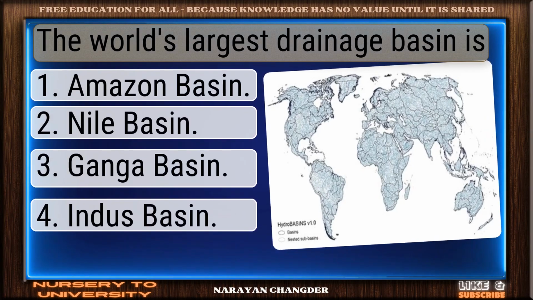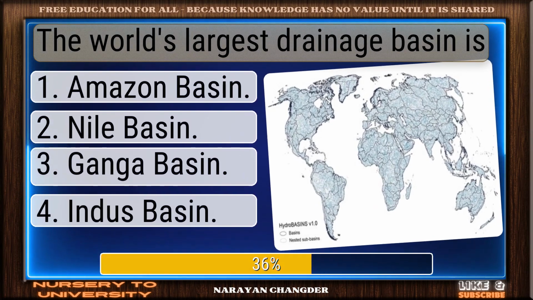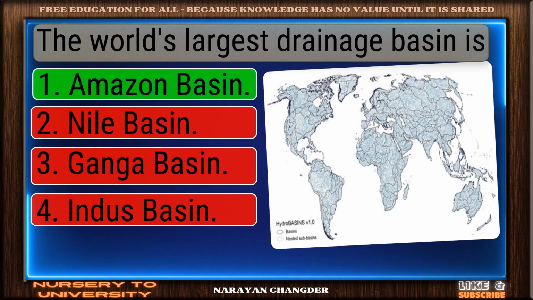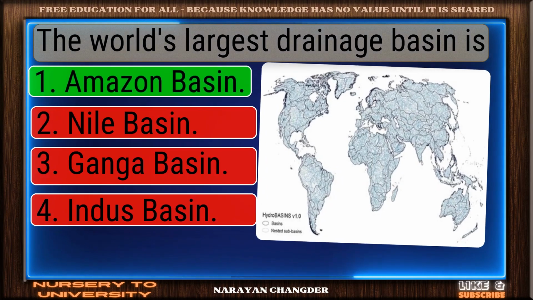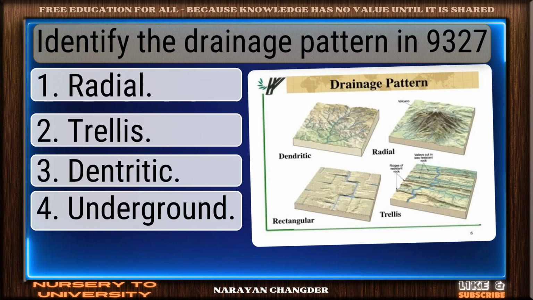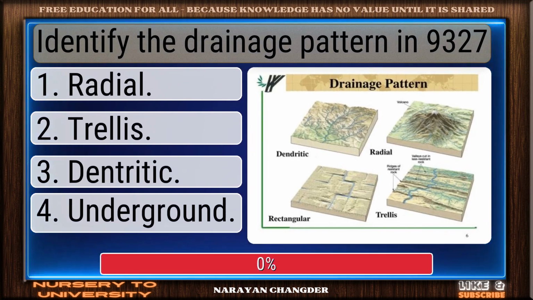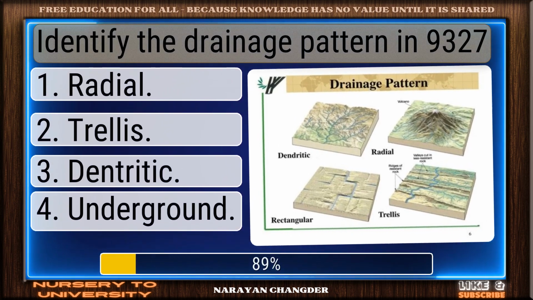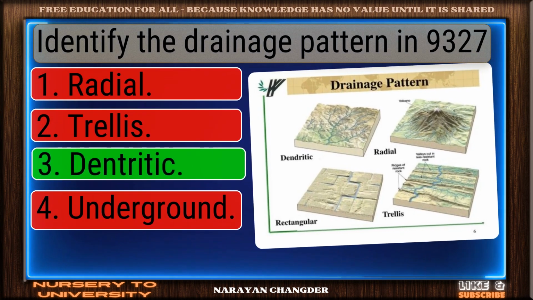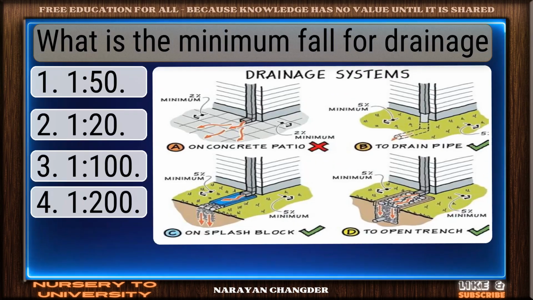The world's largest drainage basin is. Excellent choice. Amazon basin is the right answer. Identify the drainage pattern in 9327. On track. Dendritic is the correct answer.